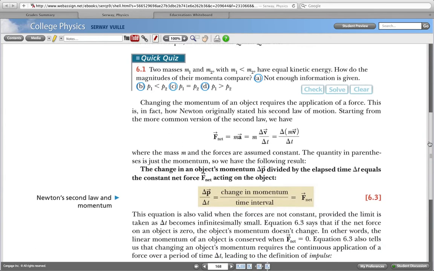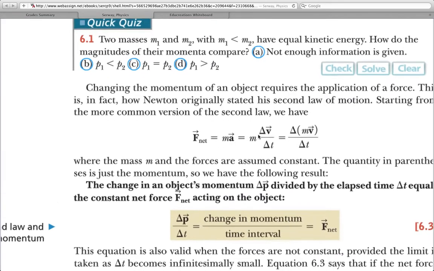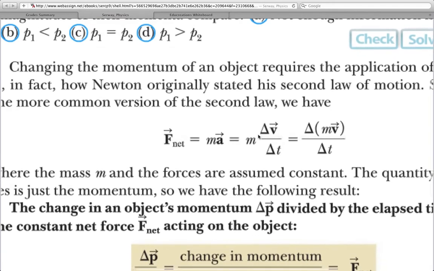Momentum is also directly related to force, it turns out, and this is a biggie. It's really quite important in the physics world. So the vector equation for force is force equals mass times acceleration. And of course we know that acceleration is equal to change in velocity over change in time.